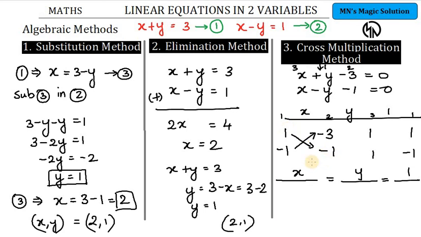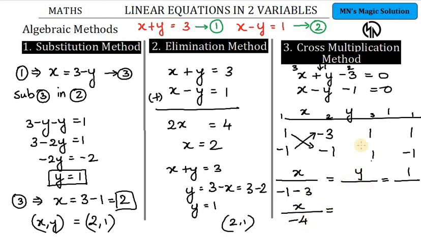So 1 into -1 is what? -1. You have to subtract the product of these two. -1 into -3 is what? +3. So you get x divided by -1 -3. So again, when we write that, -1 -3 is how much? It is -4, is equal to.